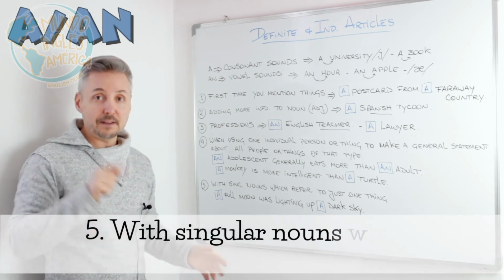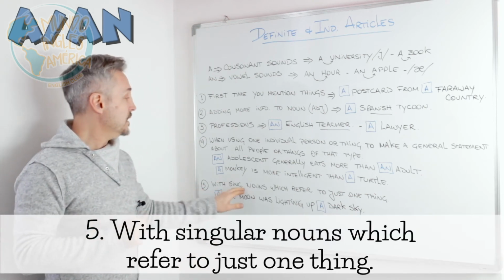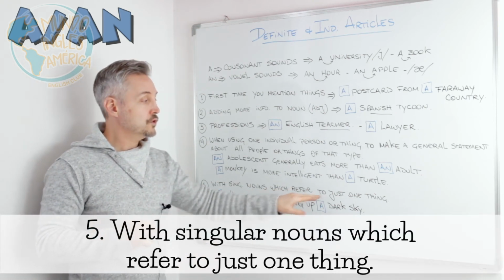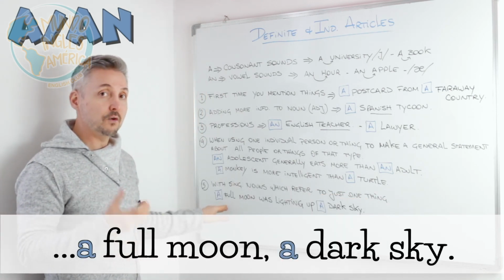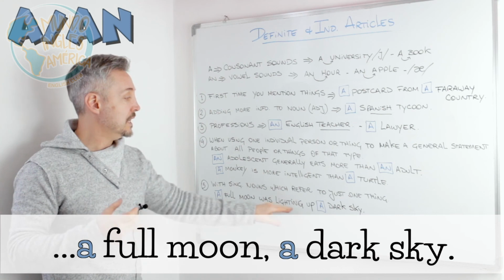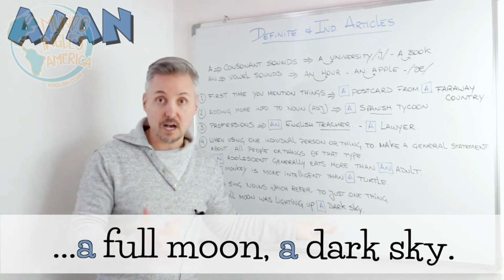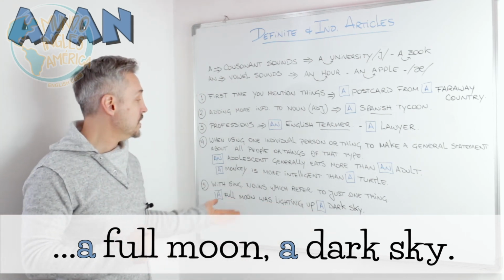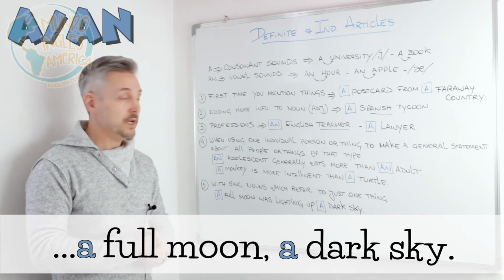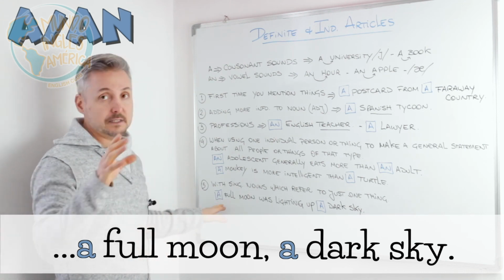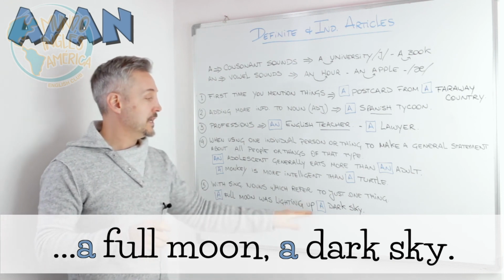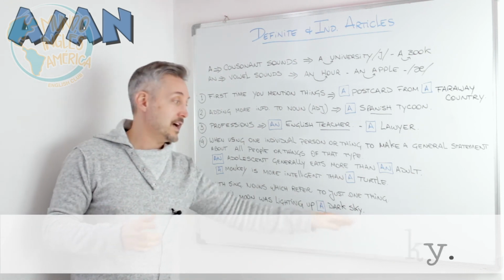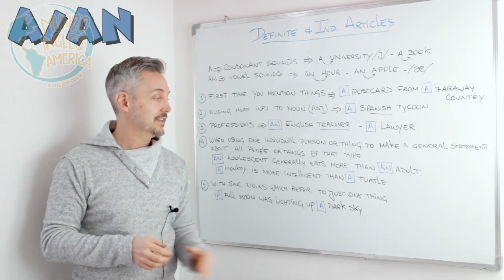The 5th rule and the last rule, with singular nouns which refer to just one thing. For example, a full moon was lighting up a dark sky. So singular nouns, so full moon, and this specifies only the moon. So a full moon was lighting up a dark sky. The sky is only one and it was dark in this case.